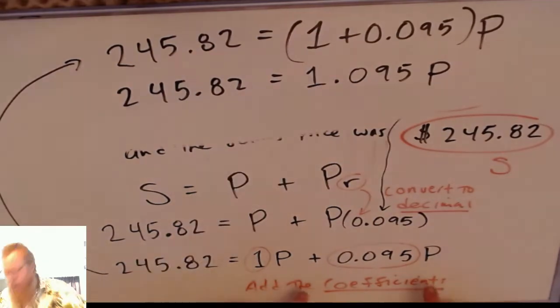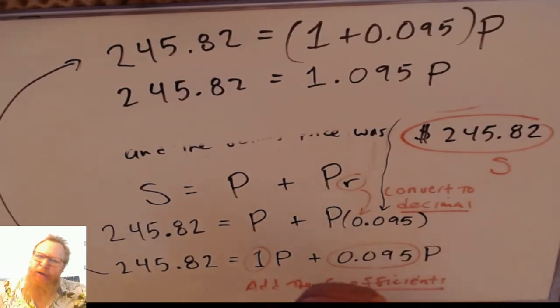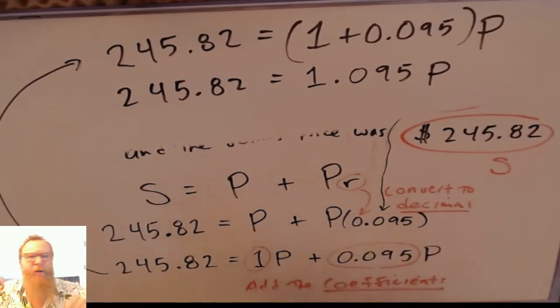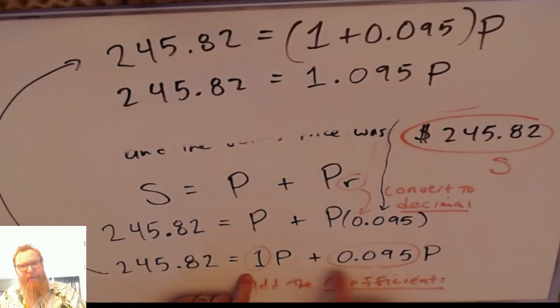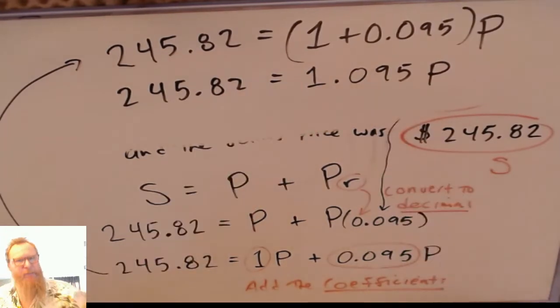Notice that you're not actually adding the P's. You're not saying P and another P gives you P squared, or 2 P's, or PP. It's 1P, and then 0.095P. When you combine them together, you have 1.095P.